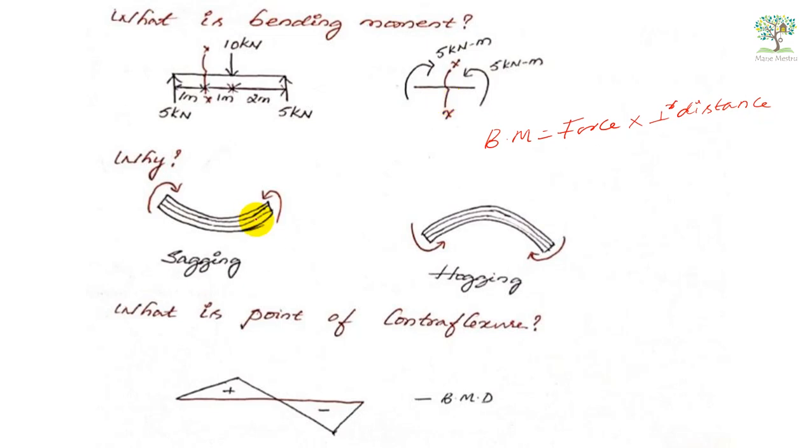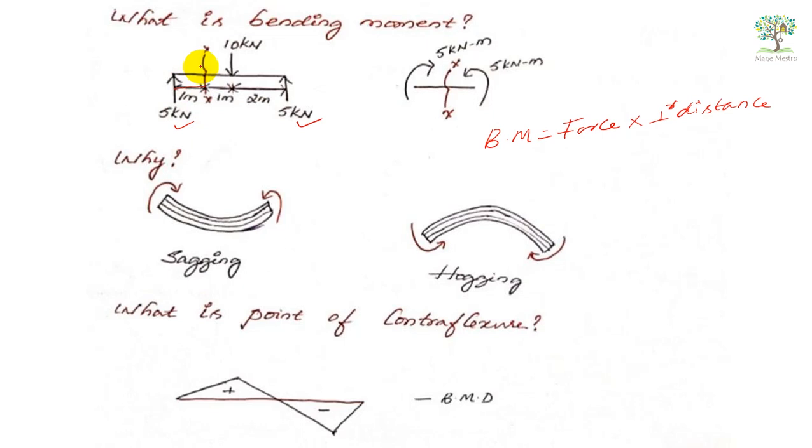Okay, now I will take the same example which I have taken previously, a simply supported beam subjected to a point load of 10 kilonewton at the center. Since it is acting at the center, this load will be distributed equally on both the supports. That is, let's say the reactions are 5 kilonewton, 5 kilonewton. Right. Now let us take a section XX at a distance of 1 meter from the left support.